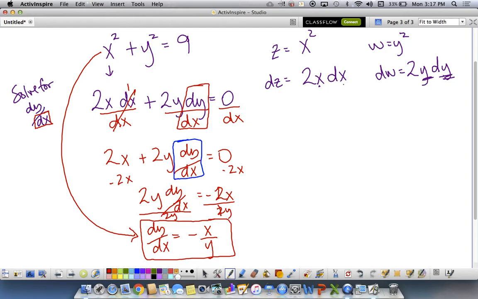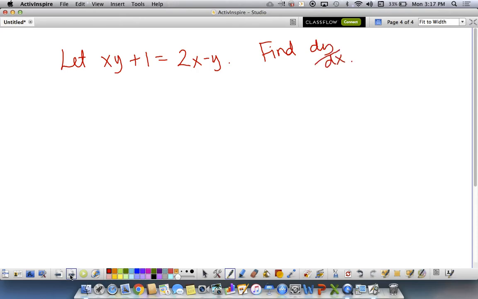So let's start some other examples. Let xy plus 1 equal 2x minus y. And they want you to find dy dx. Okay? First step, always the same.